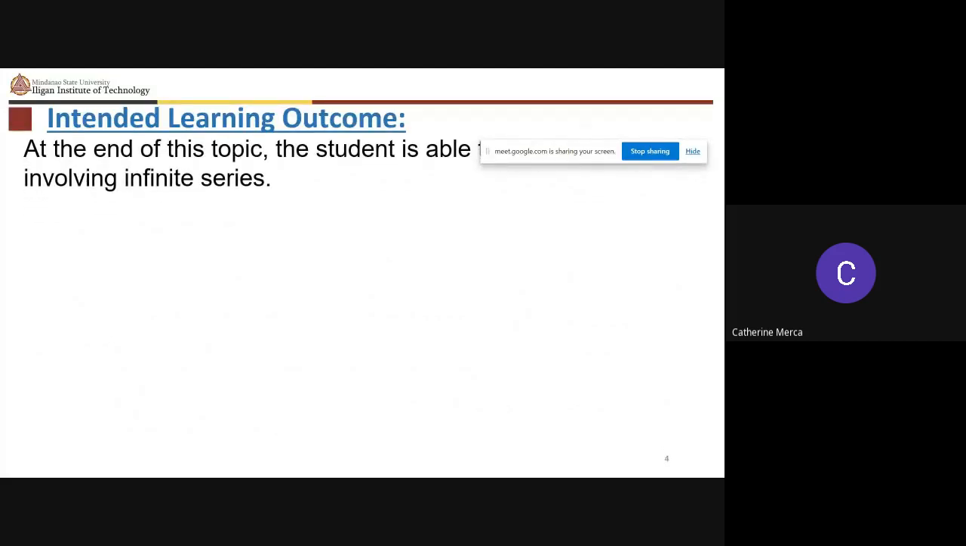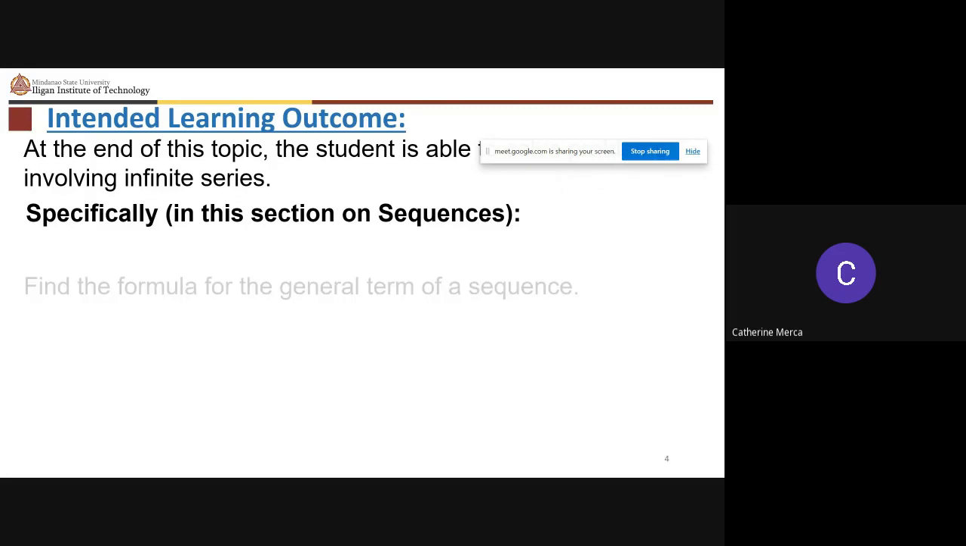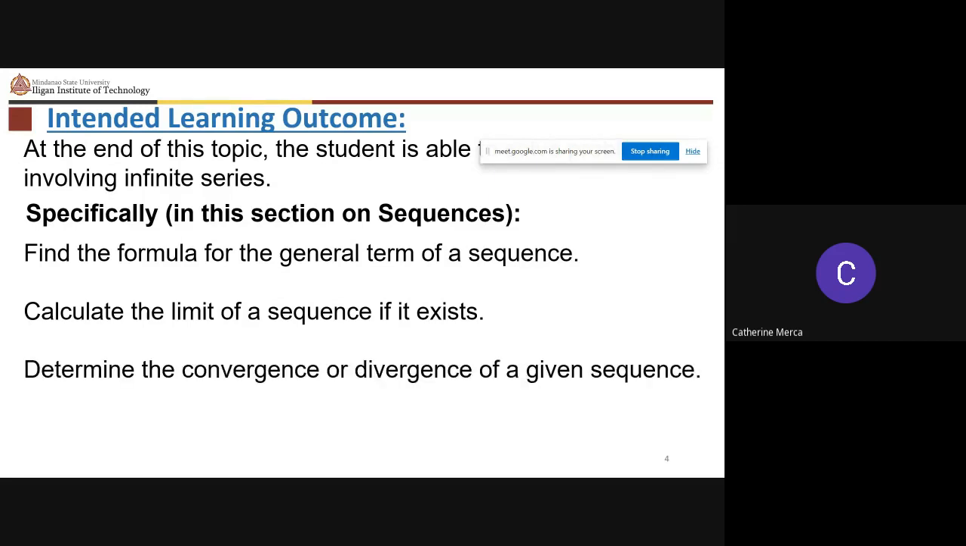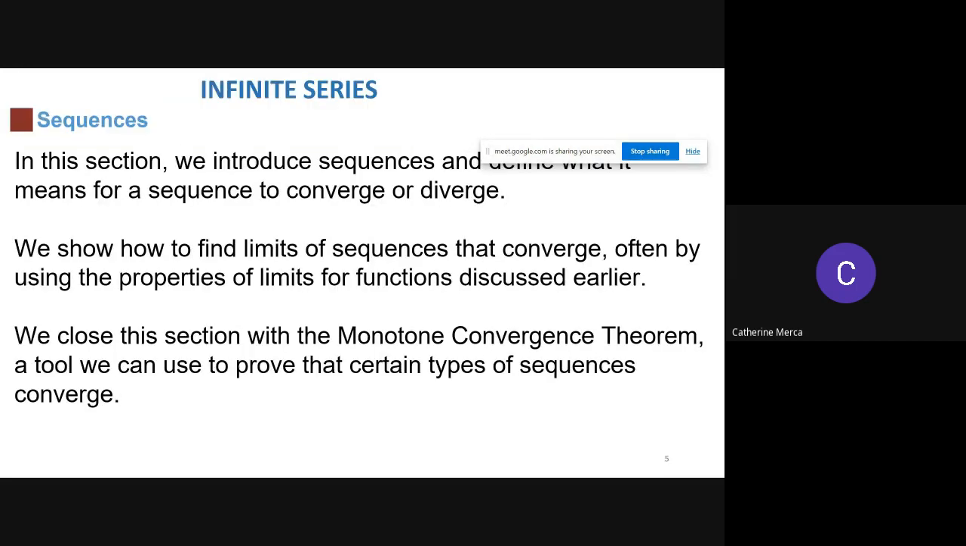So at the end of this topic, you should be able to, specifically in the section on sequences, find the formula for the general term of a sequence and then calculate the limit of a sequence if it exists. So later on, you'll be able to determine the convergence or divergence of a sequence.